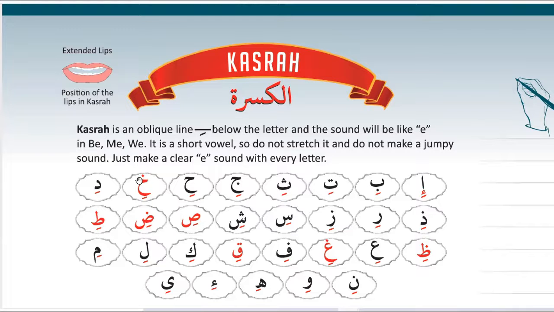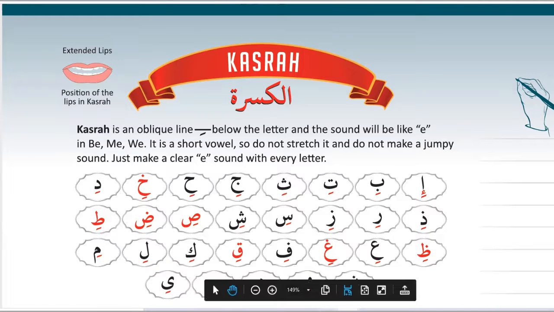So just keep that point in your mind: we have to make the heavy letters heavy, but their heaviness will not be exactly like the original, which is when they have fatha or dhamma. Their heaviness will be affected by the sign of kasra. Okay, so now let's move on.